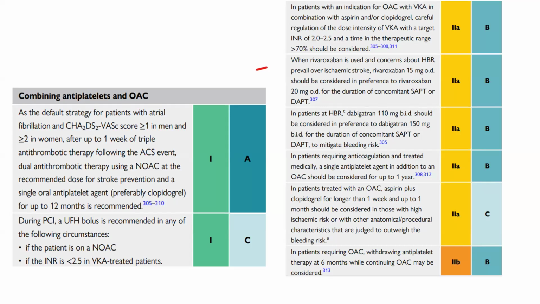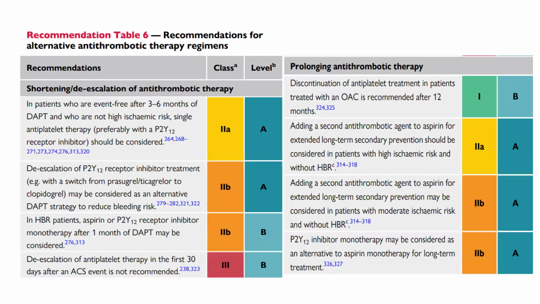So this will still be balanced with your risk of thrombosis and the risk of bleeding. If you look at the other one that was recommended, up to a year should be considered, but that was 2A, whereas the 6 months is 2B. It's all about balance.